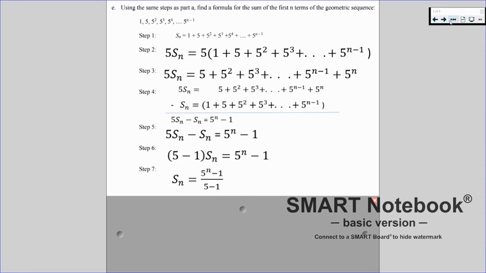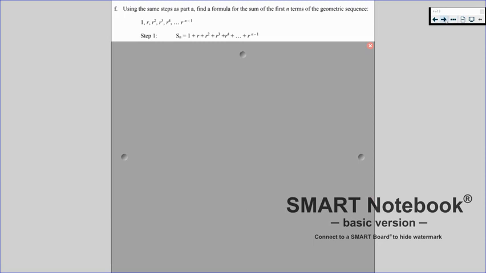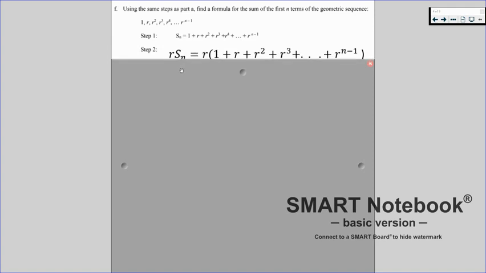All right, then over on the next page, part F, we make a general. So now I've got my first term is 1, and now my next term is r, and then r squared, and then r to the third. So in the first example, r was 3. In the second example, r was 5, but now I'm just calling it r. So what are we going to multiply by? Well, this time we're going to multiply by r, because that's what our common ratio is.